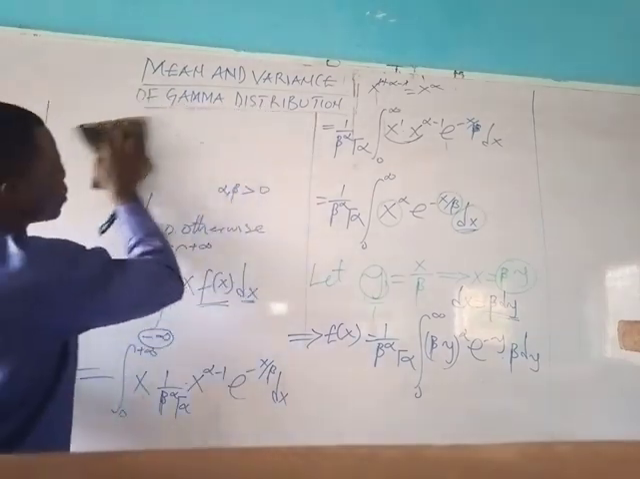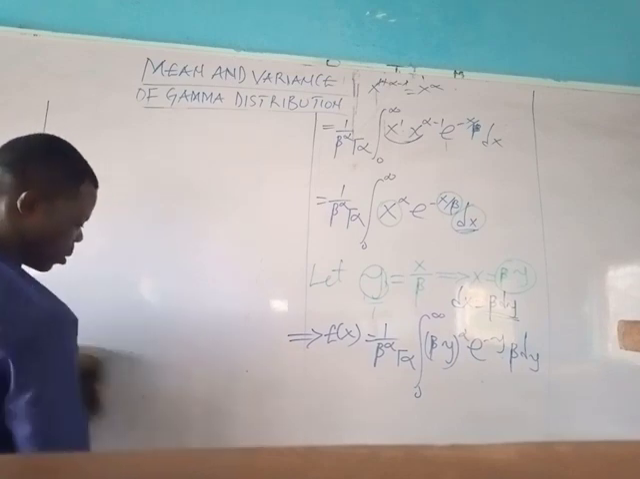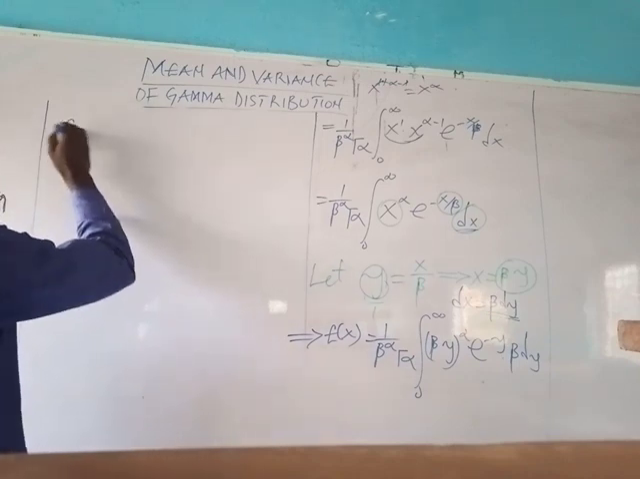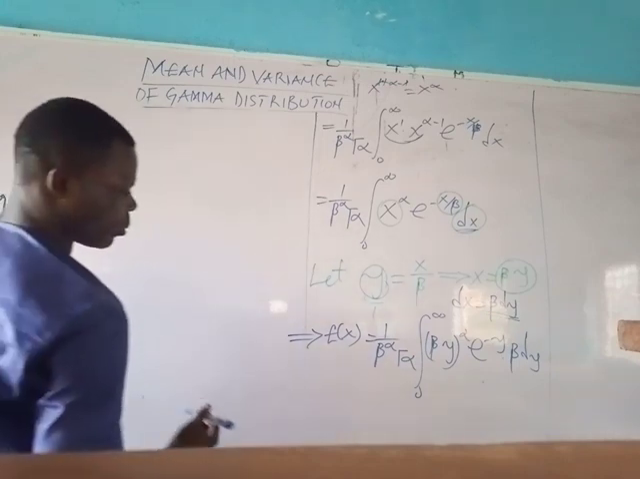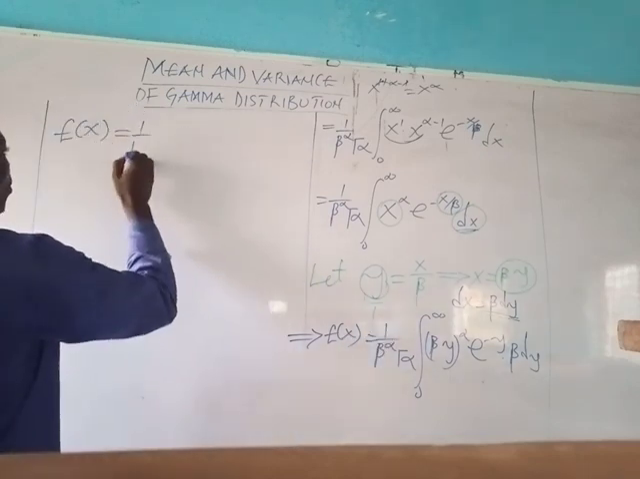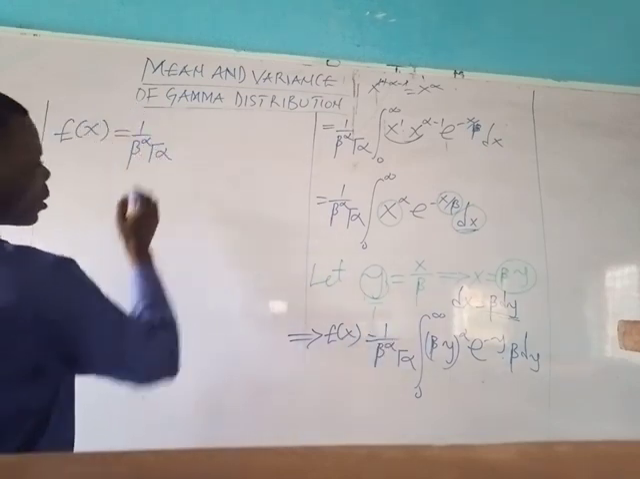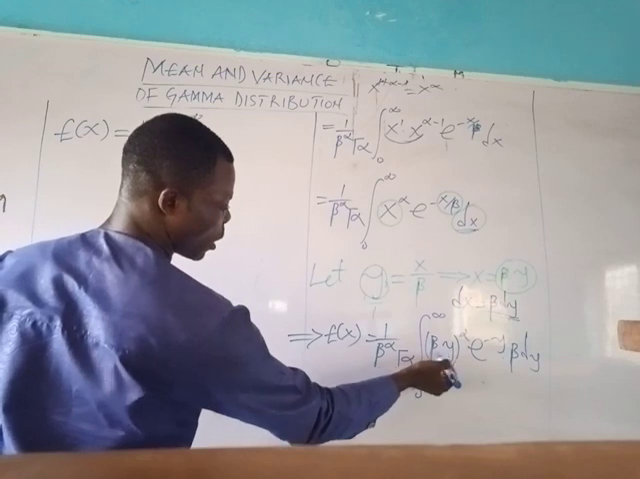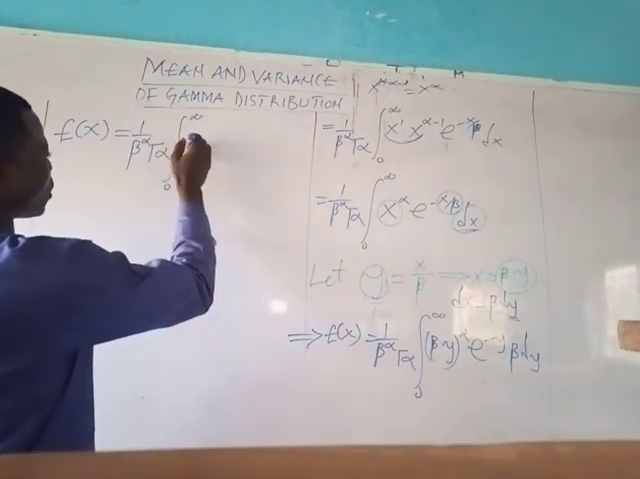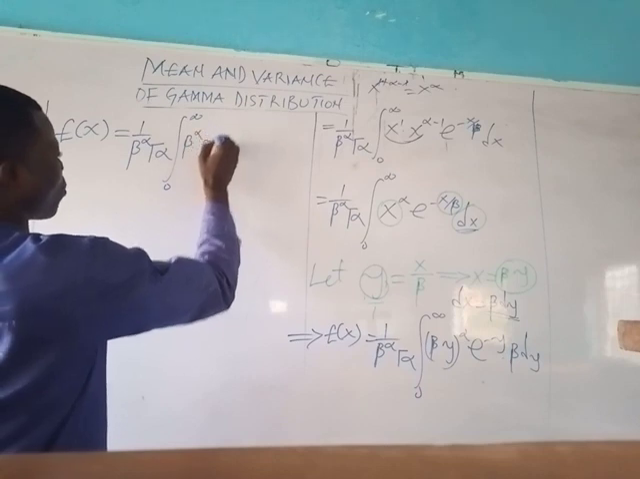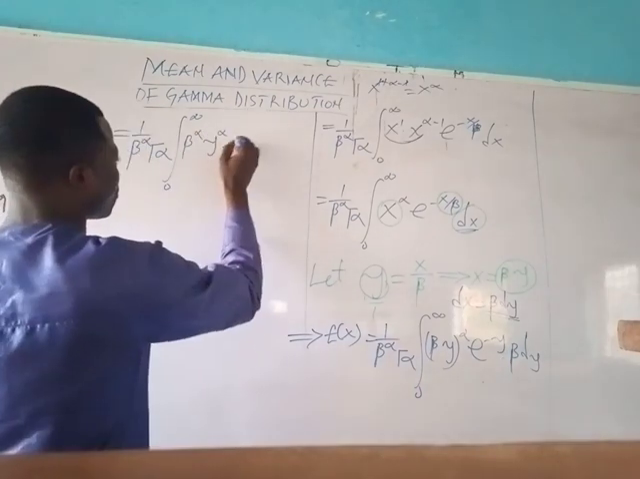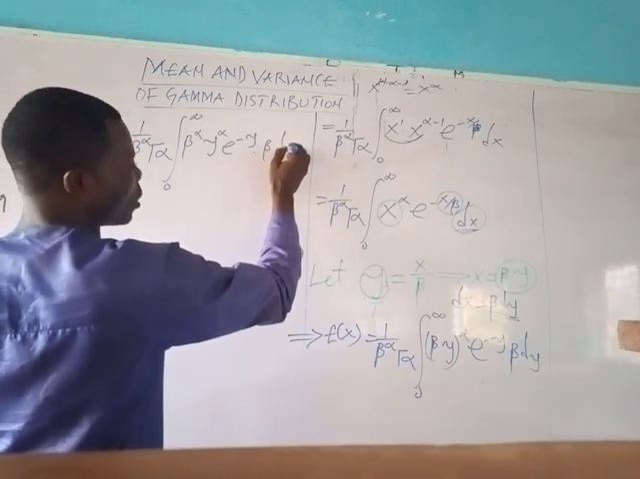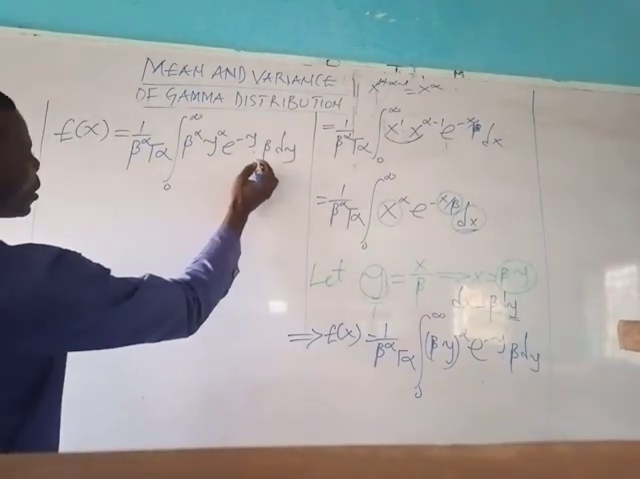From that place, we are going to have the expected value of x equal to 1 over beta raised to power alpha, gamma alpha, integral 0 to infinity. So this is product law. We are going to expand it. It's going to be beta alpha y raised to power alpha, exponential minus y, so the beta dy.